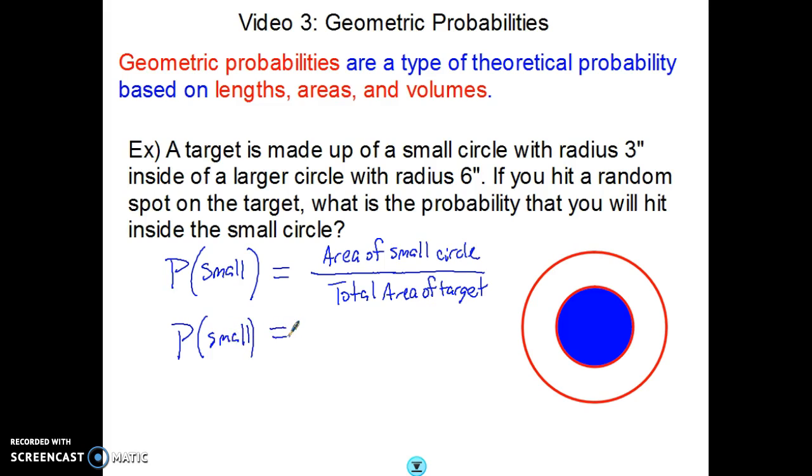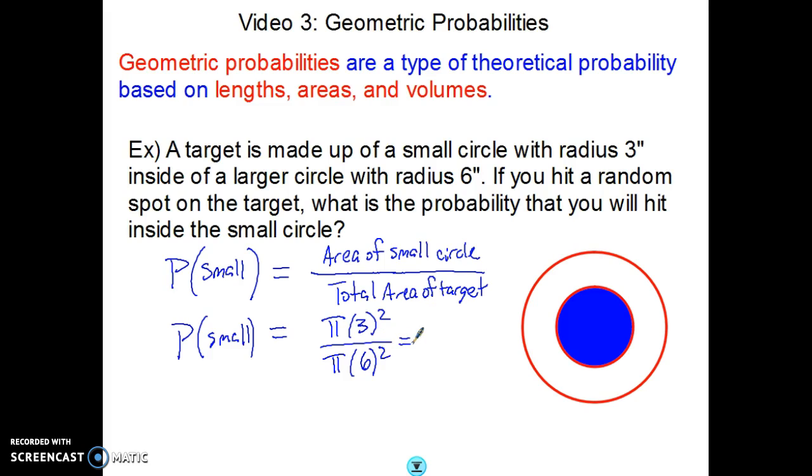So if you remember from geometry, your area formula for a circle is just pi r squared. So for our small circle, that will be pi times 3 squared. And for our total area, which is the big circle, that will be pi times 6 squared.